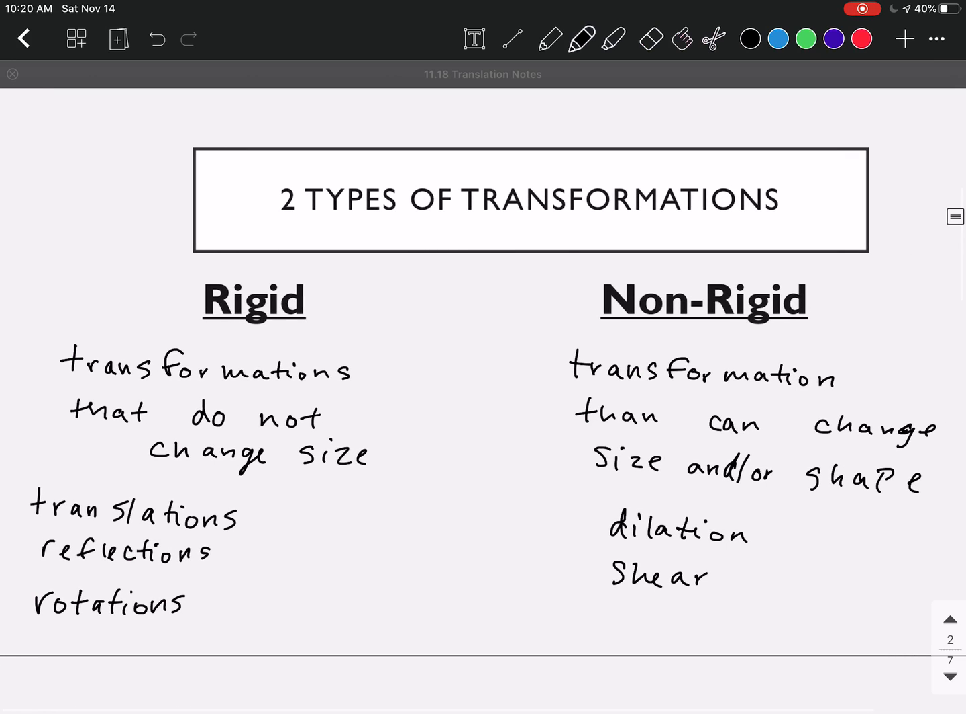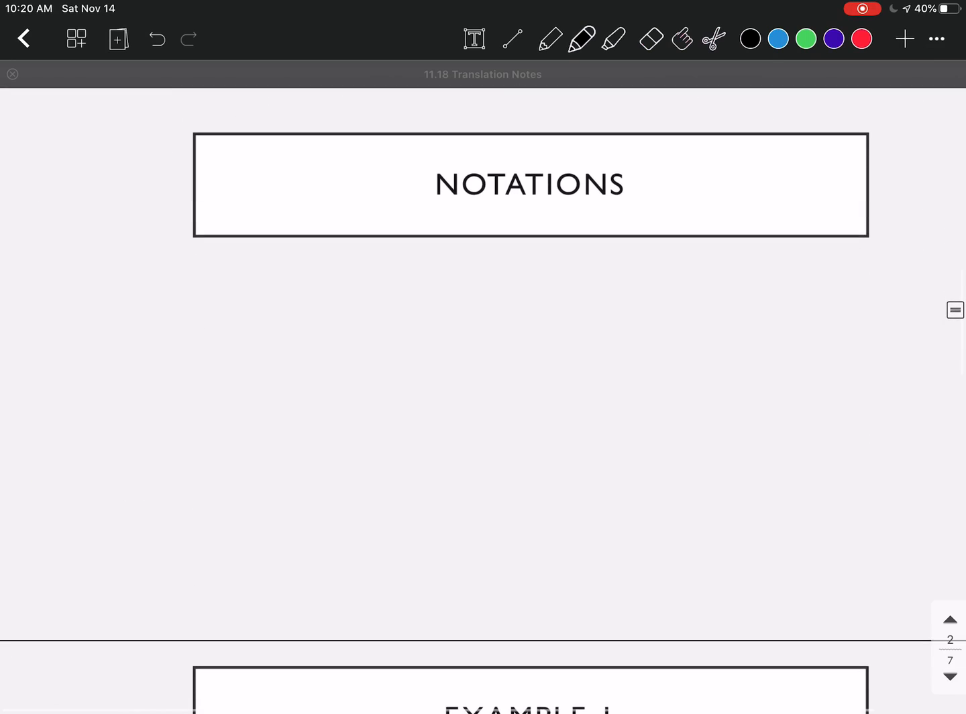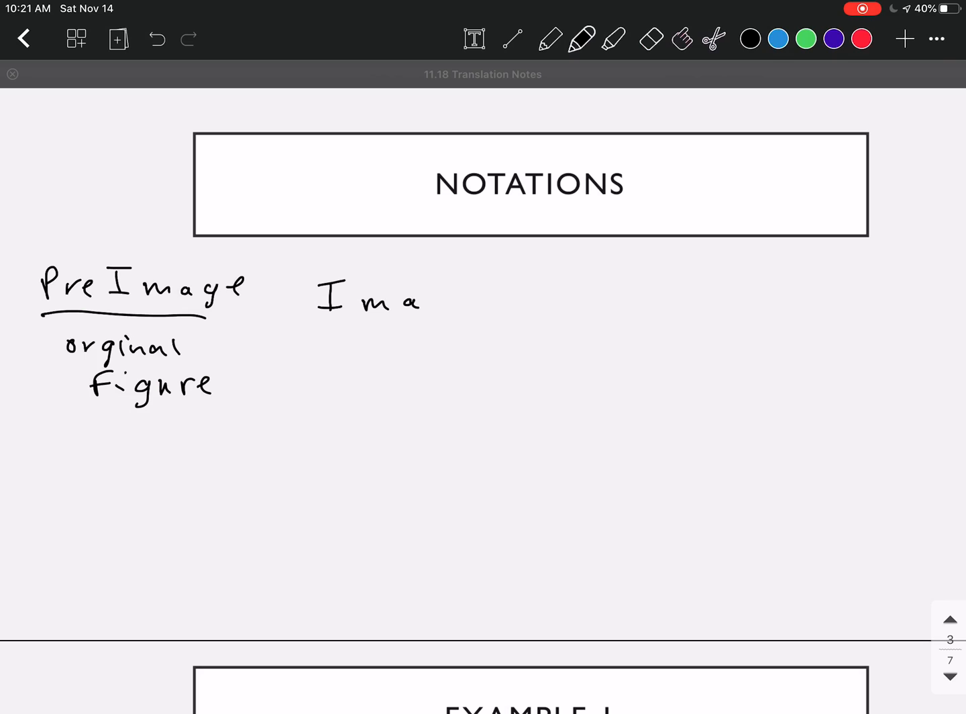Today we're just going to focus on translations. So, a couple things we need to know is different types of notations with it. With every type of translation, we'll have a pre-image and an image. A pre-image will just be the original figure, and then the image is the figure after transformation.